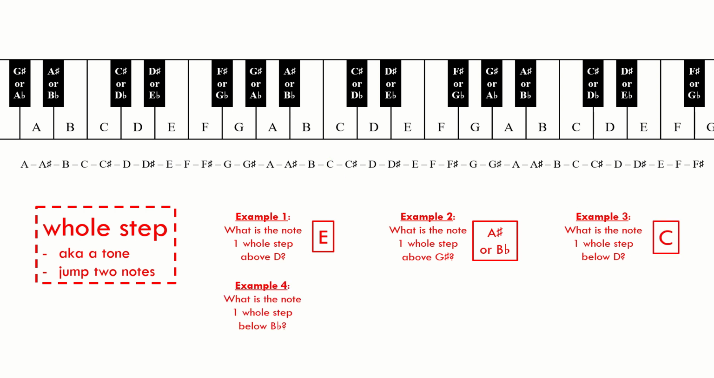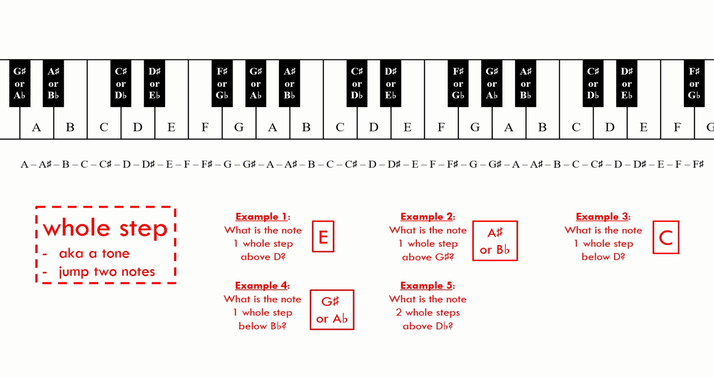Example number 4. What is the note one whole step below B flat? B flat or A sharp is over here. And again, to move one whole step below it, we move two notes backward, which gives us G sharp or A flat.